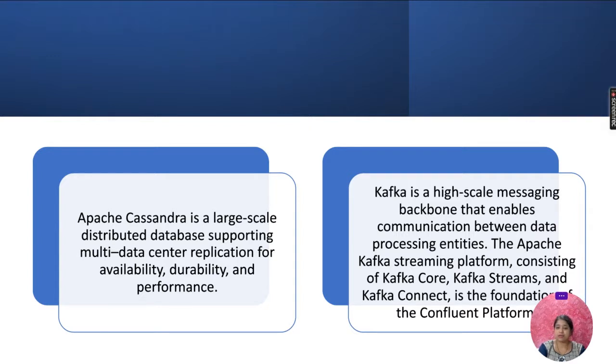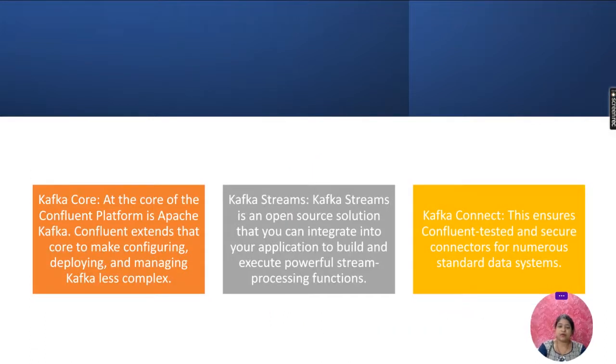The Apache Kafka streaming platform consists of Kafka Core, Kafka Streams, and Connect, and it's the foundation of the Confluent platform. Now, let's go with Kafka Core. At the core of the Confluent platform is Apache Kafka. It makes configuring, deploying, and managing Kafka less complex. Basically, it is smoothing the task of configuring, deploying, and managing Kafka.